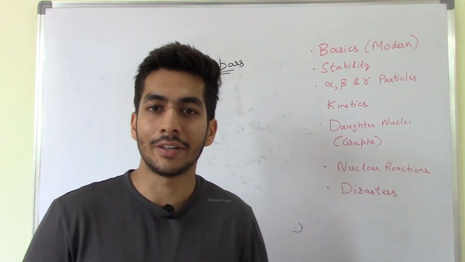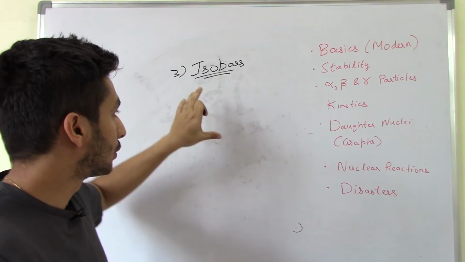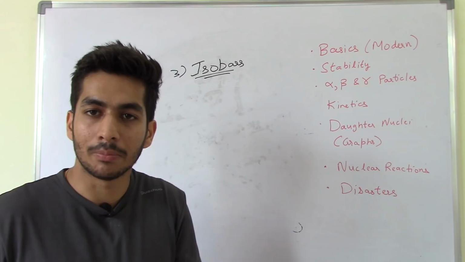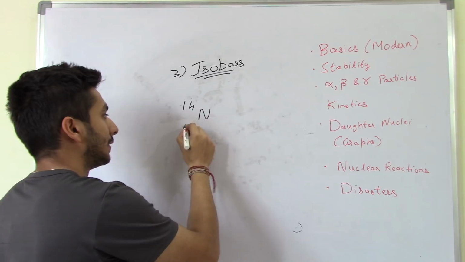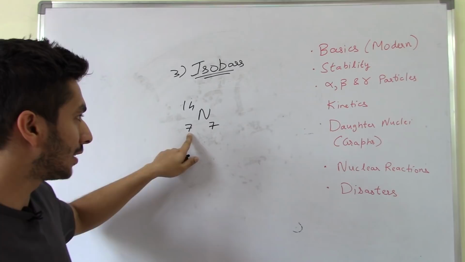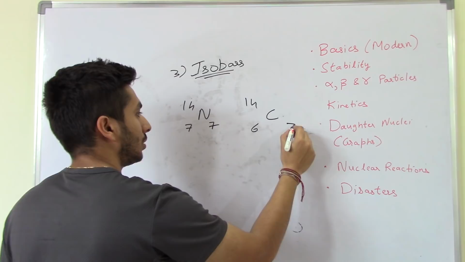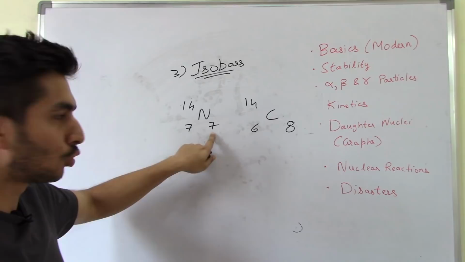Anyway, now coming on to the topic, that is isobars. In isobars, like I told you, same mass number but different number of protons and neutrons. For example, if I take 14N7, the mass number is 14, the neutrons are 7, the protons are 7. And if I take carbon 14C6, now if you see, the number of neutrons is 8 and the number of protons is 6.